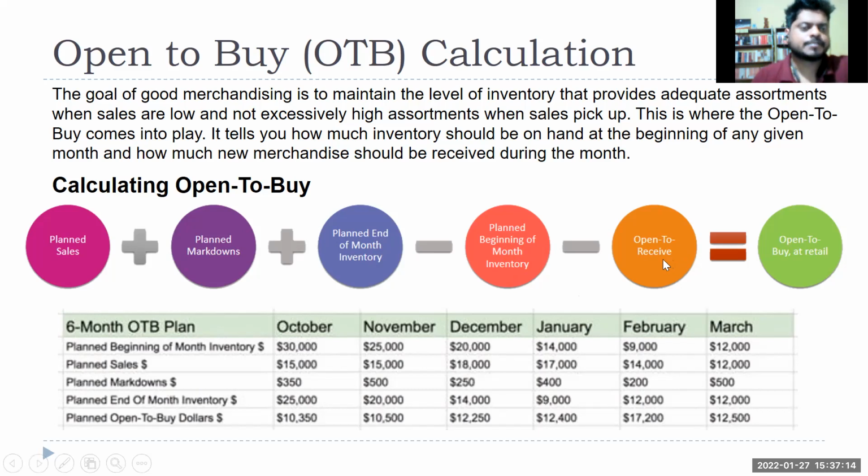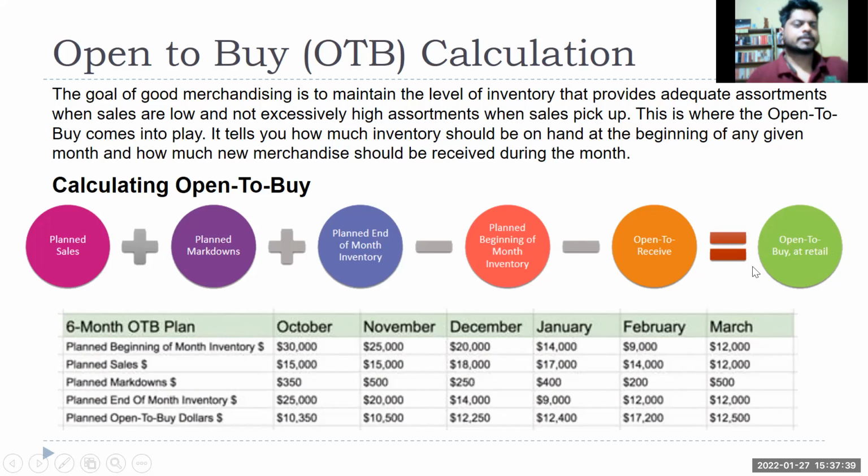Then open to receive. These are items which are in transit. It is coming, you will receive that within a day, because you might have put an order a week back for certain items. So certain items are open to receive, which are in transit. So planned sales plus planned markdown plus end of month inventory minus beginning of month inventory minus open to receive will give us open to buy retail.